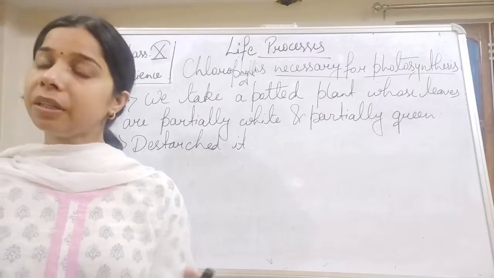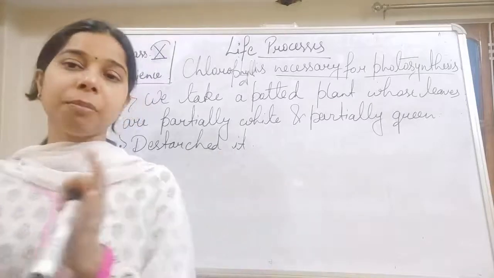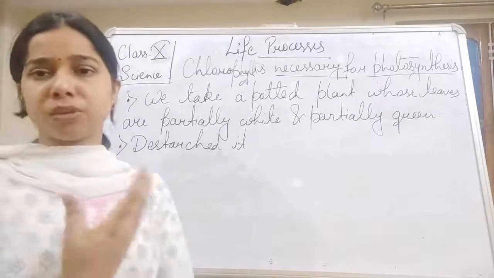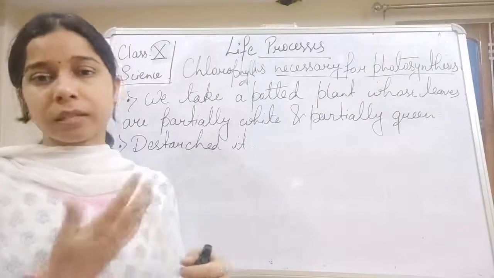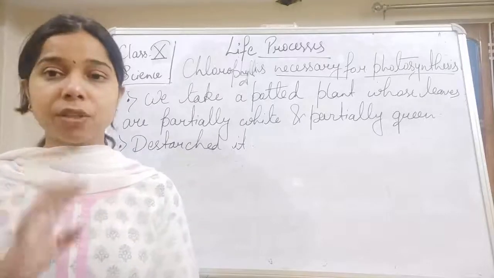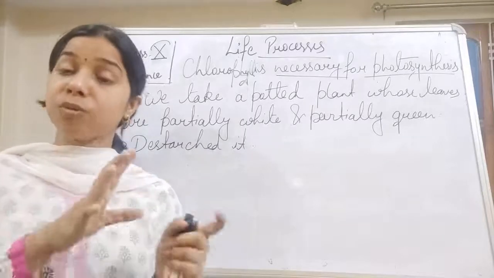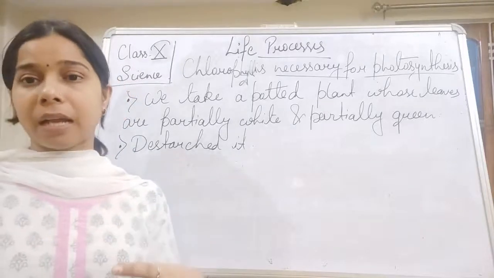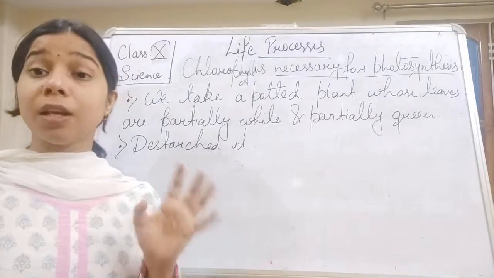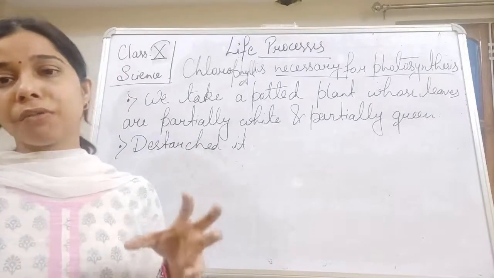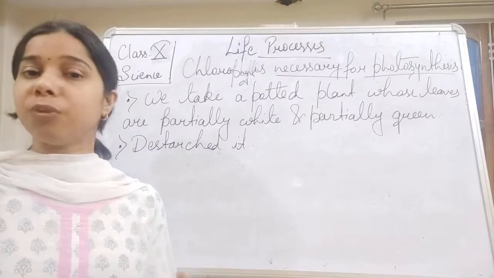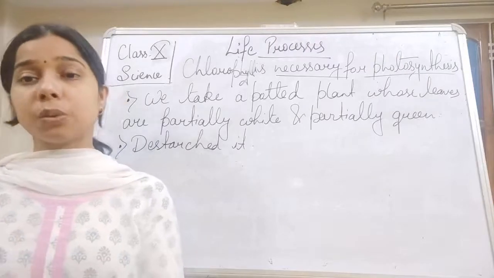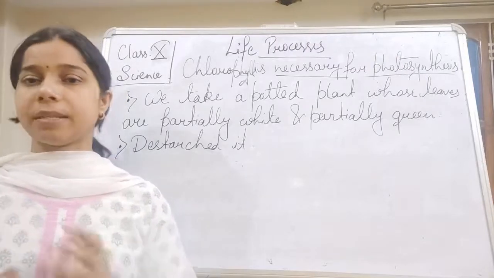Now after de-starching, we will again keep that potted plant outside, exposed to the sunlight, so that a new process of photosynthesis can take place in the plant. So what we have done: we have taken a plant whose leaves are partially white and partially green. Then we keep that plant inside away from the sunlight, so that all the starch present in it is used up, and again we keep it outside exposed to the sunlight, so that photosynthesis can take place again.